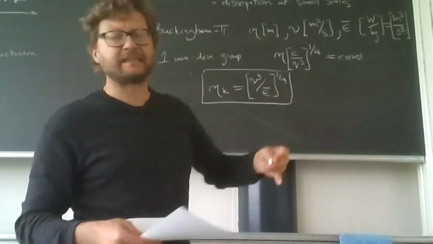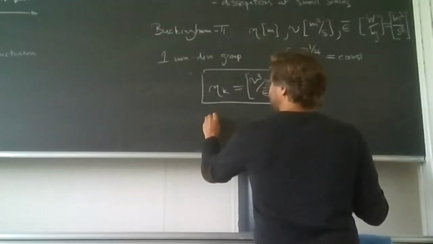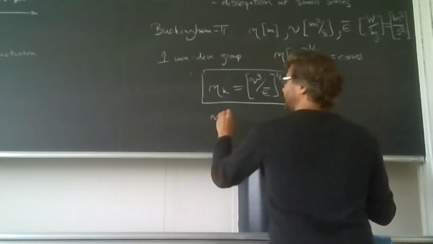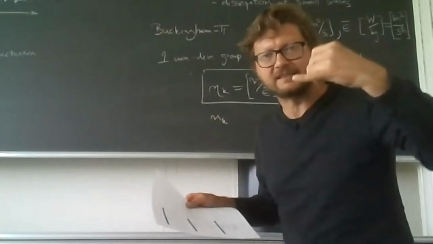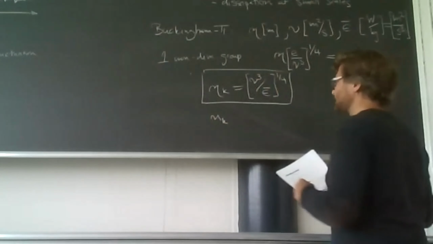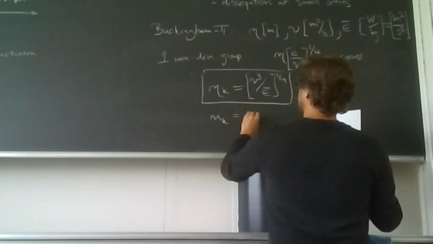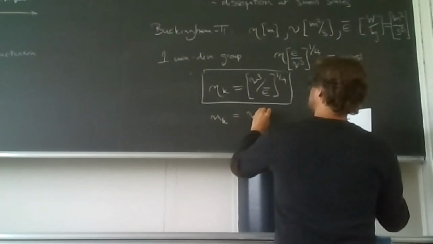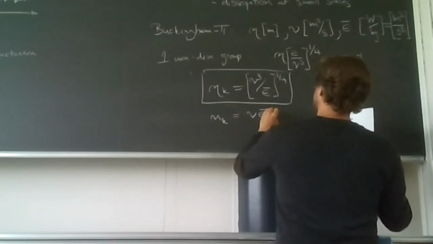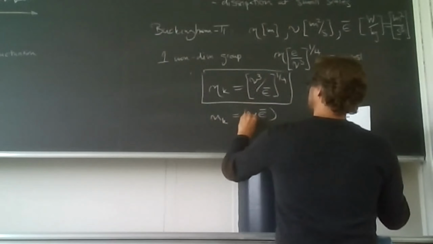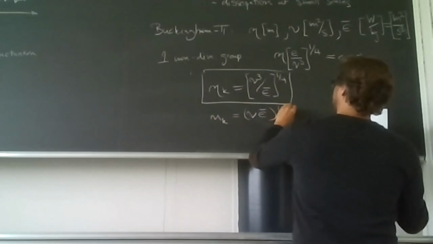You can also extend this analysis. You can also come up with a velocity at the smaller scale. So how fast are these small scale vortices rotating? And what you actually obtain is nu times epsilon to the 1/4.